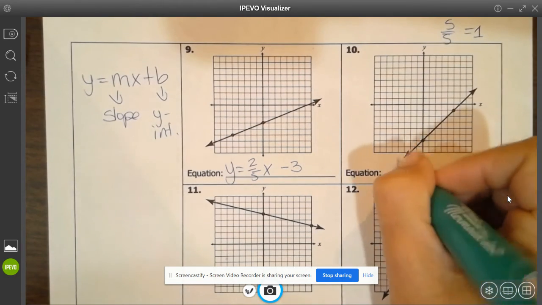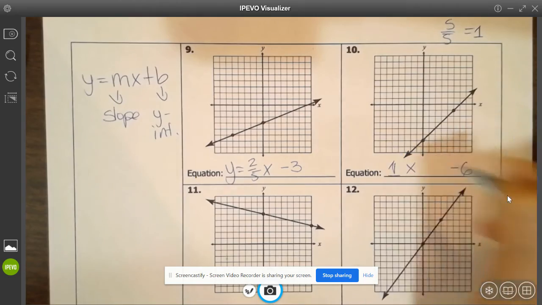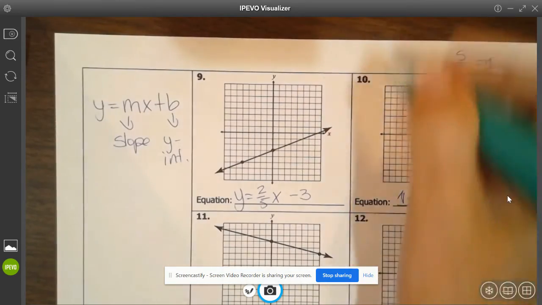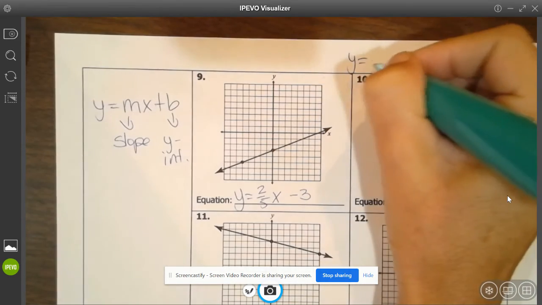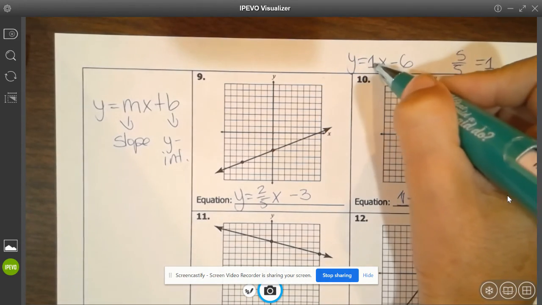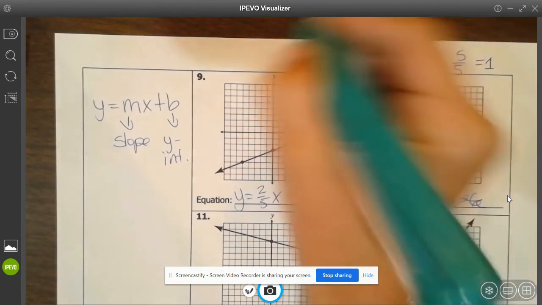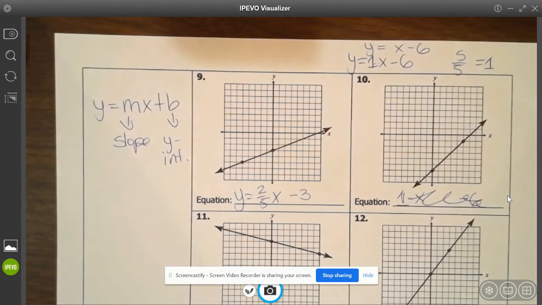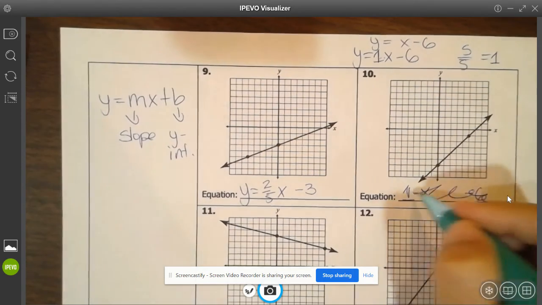It's 1x minus 6. Ooh, let's write that better. So 1x, let's write it up top. y equals 1x minus 6. Now we don't have to put the 1 here, right? So it would be y equals x minus 6, and that would work too. Okay? Sorry about this mess.